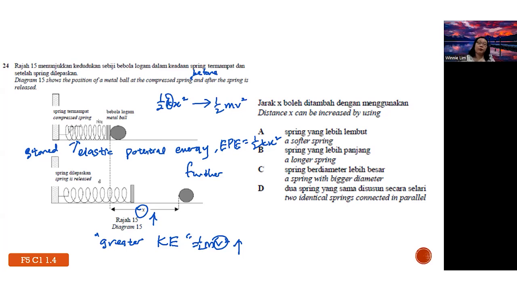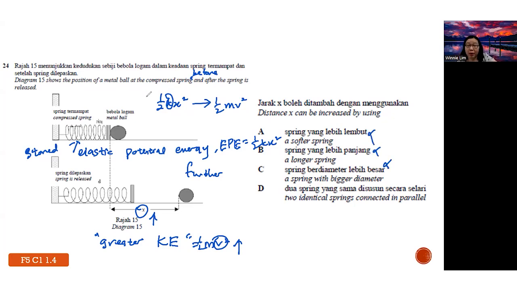There are a few factors that affect the stiffness of a spring: the type of material, the length of the spring should be shorter, the thickness of the wire itself should be thick, but the spring diameter should be small. So these are the factors that affect the spring constant. So A, B, C is actually not accepted.